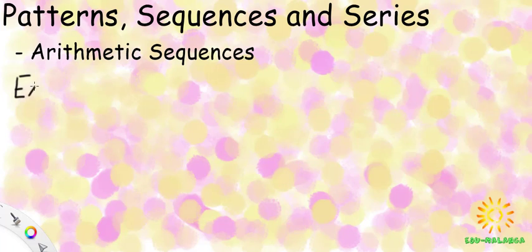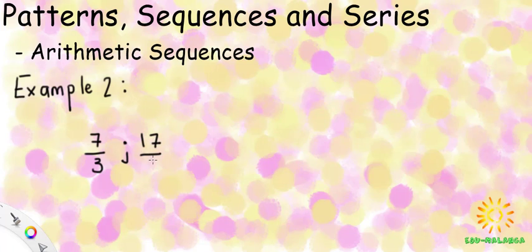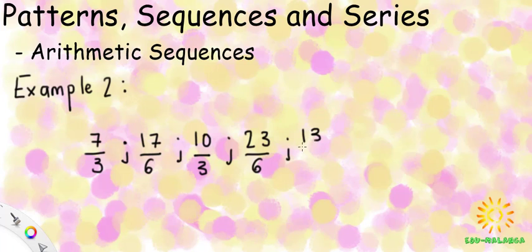Because we called the last example, example 1, we will call this example, example 2. And example 2 looks like this. 7 over 3, 17 over 6. Then the next term is 10 over 3. The next term is 23 over 6. And the last term that we will write down, even though the sequence continues further, is 13 over 3. We're now going to solve questions pertaining to this arithmetic sequence.